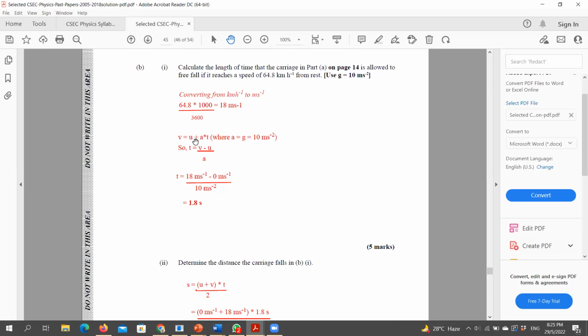Then we apply the first equation of motion, transposing for t. First equation of motion, v is equal to u plus a times t. And g is the acceleration, the gravitational acceleration, which is 10 meters per second squared roughly. And so transposing for t, we get t is equal to 18 minus 0 over 10, which is 1.8 seconds. You notice that we have 5 marks here. This question requires not just application of the standard formula or conversion of your units. So 3 marks.